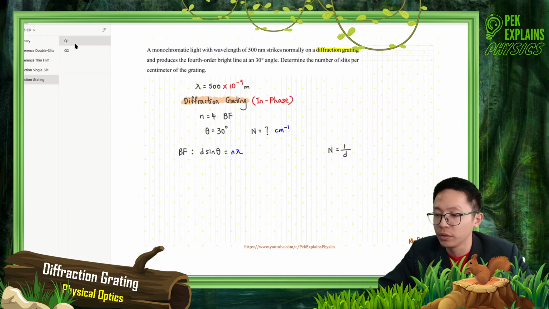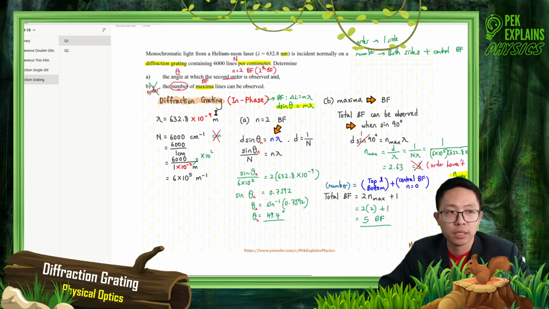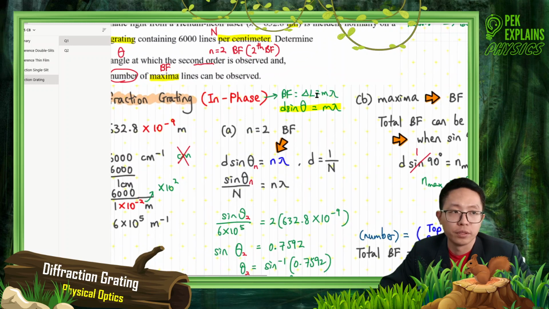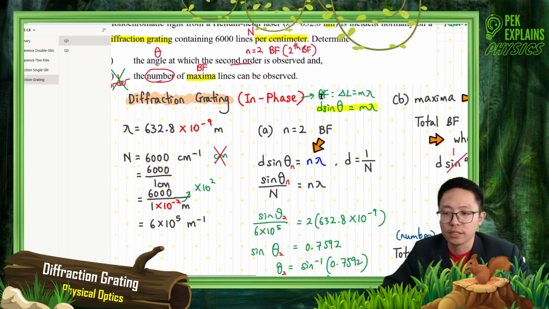In the previous video also, I talked about diffraction grating. It is in phase. When it is in phase, the formula for bright fringe uses m lambda. So the formula is d sin theta equals m lambda. Diffraction grating does not have dark fringe. You only investigate bright fringe. And the formula is d sin theta equals m lambda.